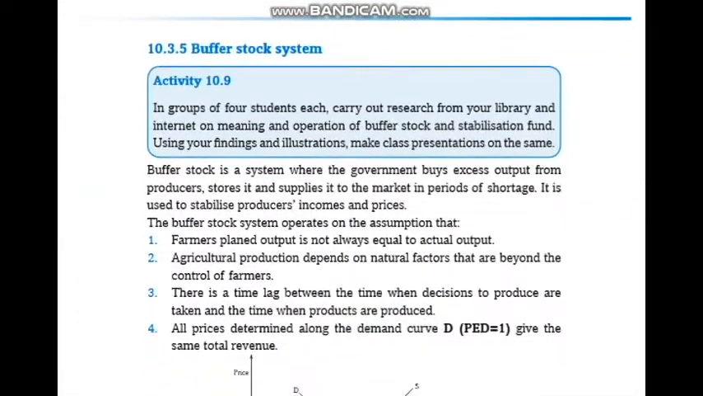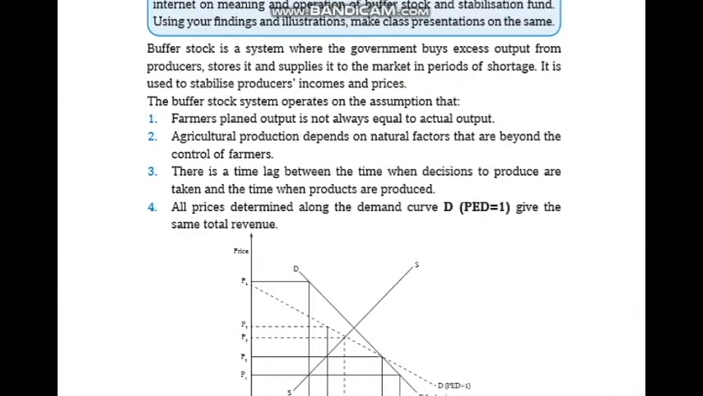So what is buffer stock system now? Buffer stock system is a system where government buys excess output from producers, stores it and supplies it to the market in a period of shortage. It is used to stabilize producers' income and prices.